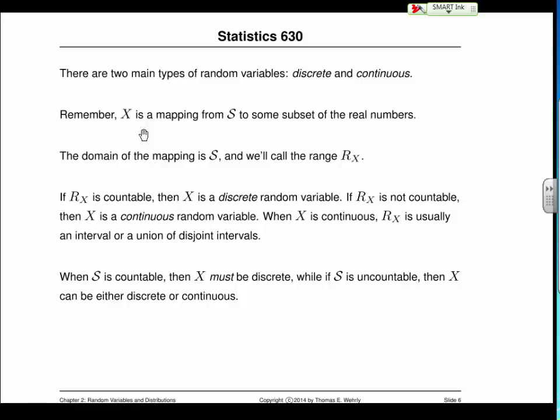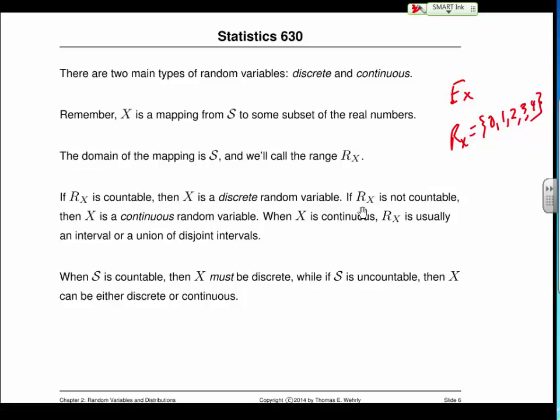So a random variable is a mapping x from S to some subset of the real numbers. So the domain, where we start the mapping, is S, and the range we'll just call R of x. Now if the range is countable, then x is a discrete random variable. Or finite is countable. So if it's finite, it's a discrete random variable. So in our example, the range of x was 0, 1, 2, 3, and 4.